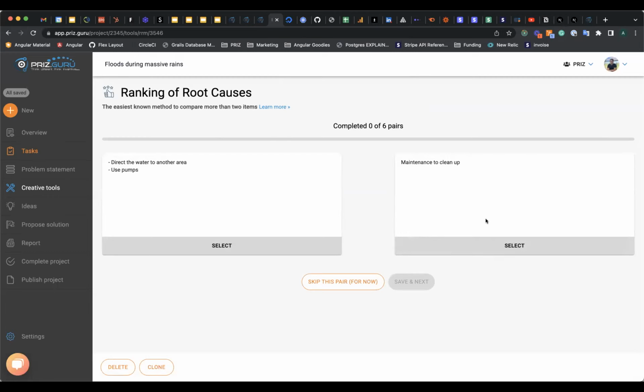So, for example, the cleanup maintenance, or we actually direct water in another area or use pumps. Which one is then, you know, this is a much longer solution. This is a quick fix kind of thing, but it costs money, right? Maybe this one, it doesn't matter for the sake of the exercise. Maintenance to clean up versus remove the trees completely or plant different trees.